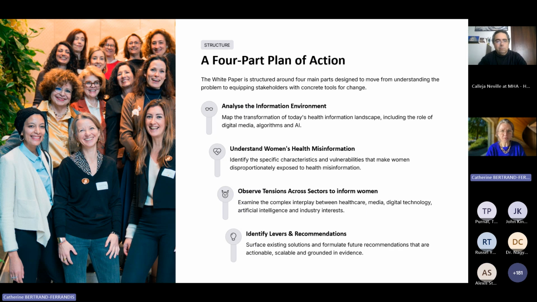How did we work? We started by analyzing the information environments. Again, my co-authors are all from the health sector, from the private and public health sector, but they were not very informed about this topic, so they needed some additional training on this. So we started by analyzing the information environments, then focusing on the specificities of women's health misinformation, observing tension on how we can inform women on their health. It was important for us to see why we have difficulties informing women on their health, and finally trying to propose some recommendations.